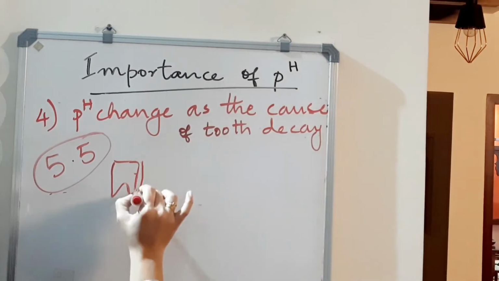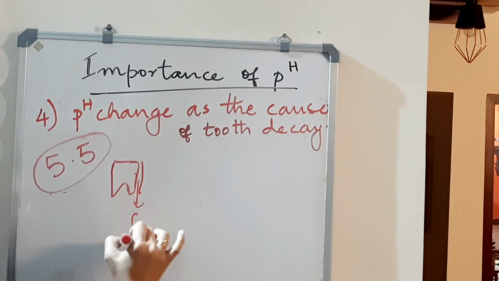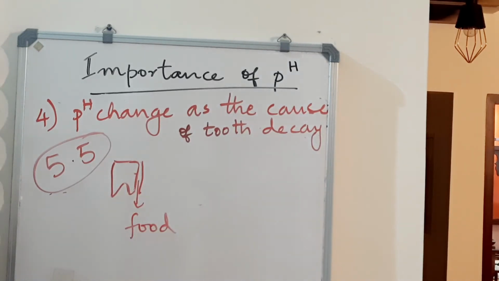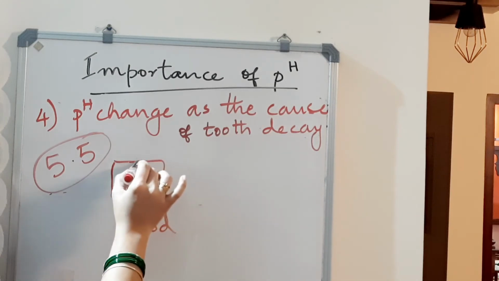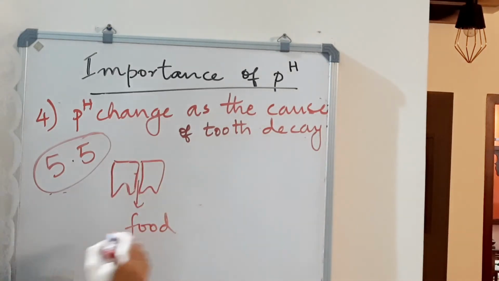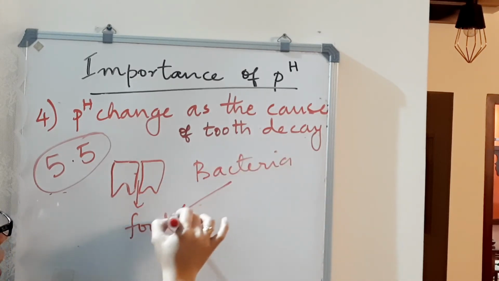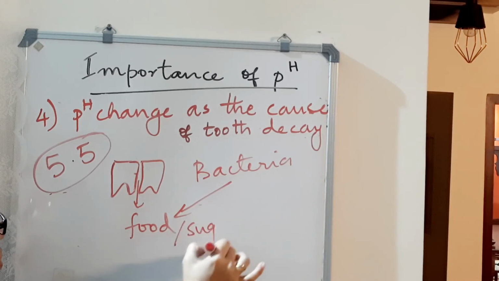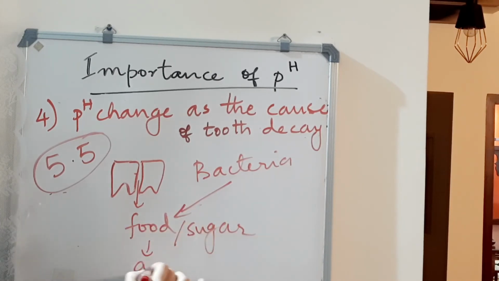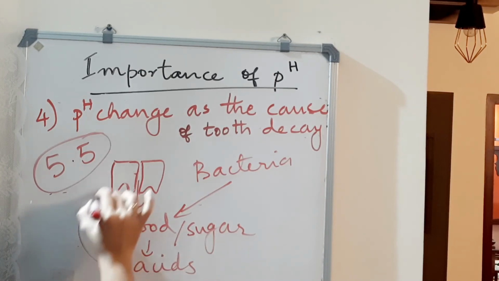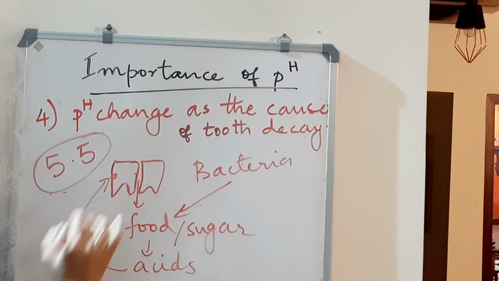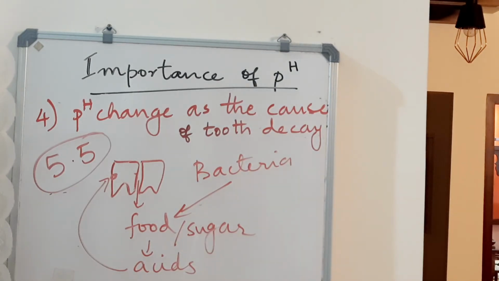How does this happen? When food particles get stuck between the teeth, the bacteria act upon the food particle or sugar present in between the teeth and produce acids. These acids corrode the teeth and cause cavity. So when the pH becomes less than 5.5, tooth decay starts.